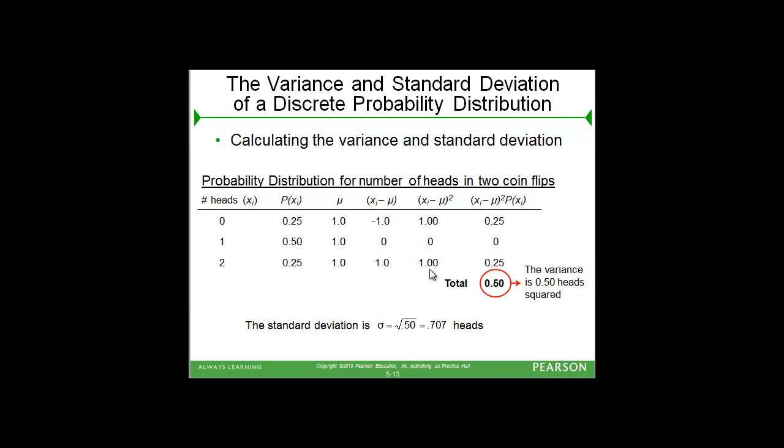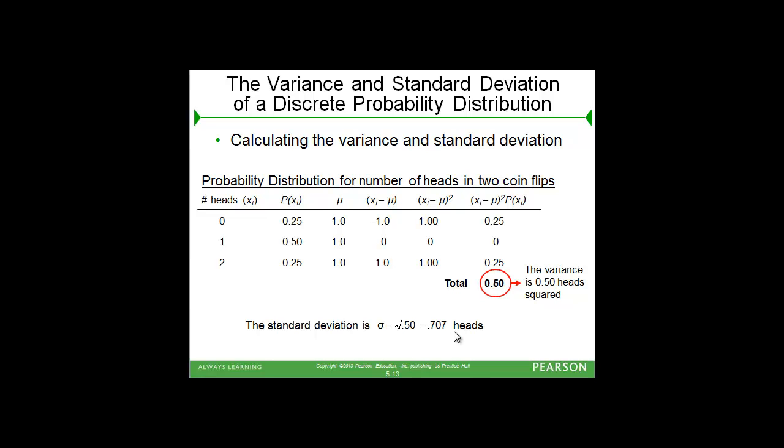And in the end, we carry out that summing up operation. So we sum those three numbers up. 0.25 plus 0 plus 0.25, we get 0.5. So the variance is 0.5 heads squared. And the standard deviation is the square root of the variance. So sigma is the square root of 0.5, we get 0.707.